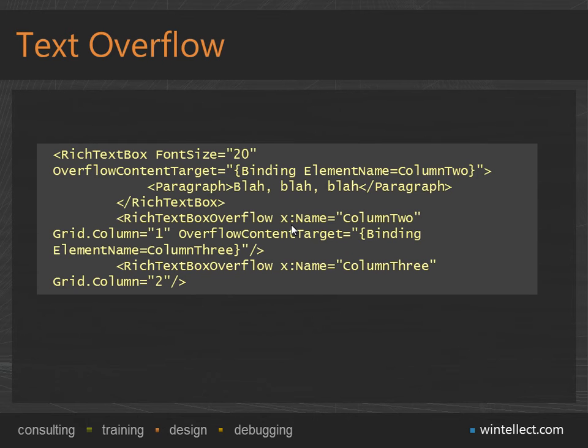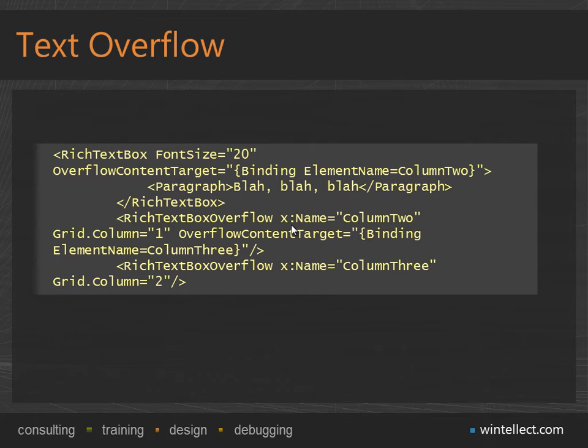So when we look at text overflow, I've got some XAML here that has an inspired paragraph, blah, blah, blah, in a rich text box. And what we've added is a new element that allows us to target a place for it to overflow. All that simply means is if whatever text is in here can't fit in this rich text box control, send the remainder to that one, and Silverlight will take care of all those computations for you.